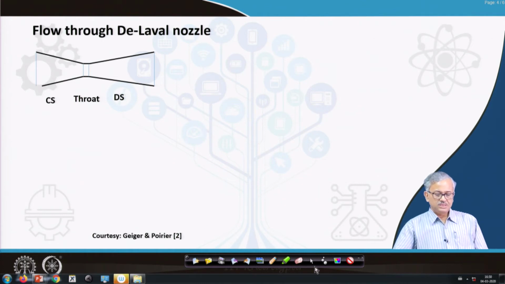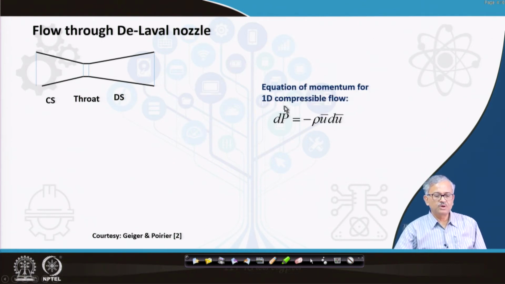Now let us see the equation of momentum for one dimensional compressible flow, basically how this type of nozzle produces a supersonic oxygen jet, and why it emerges at 1 atmospheric pressure. That is the equation of momentum of one dimensional incompressible flow. So if you consider the momentum equation for one dimensional incompressible flow, we can write like this.